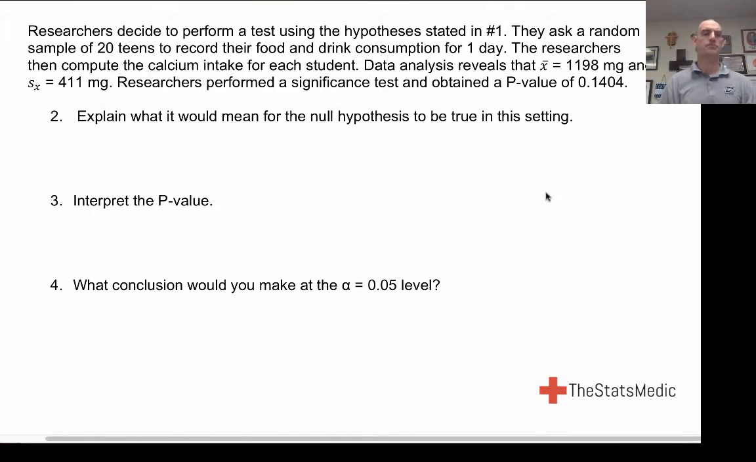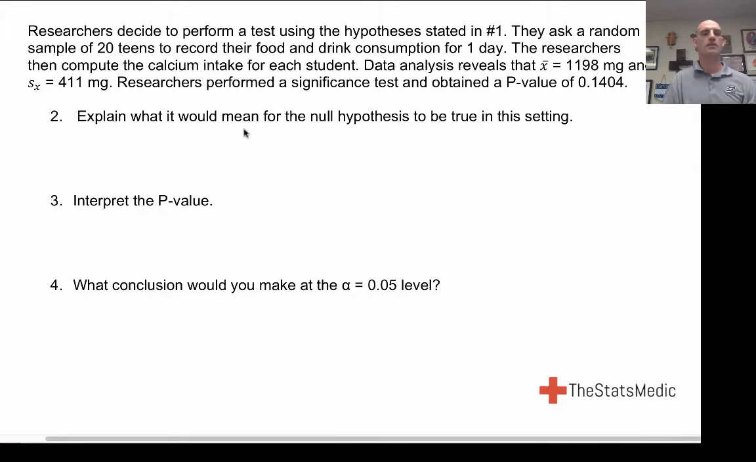So they do this experiment. They ask a random sample of 20 teens to record their food and drink consumption for one day. The researchers then compute the calcium intake for each student. Data analysis reveals that the mean of this sample, so the sample mean x bar, is 1,198 milligrams, and the standard deviation is 411 milligrams. Researchers performed a significance test and obtained a p-value of 0.1404, which means they found that this p-value of 0.1404 is the probability that this would happen by chance.